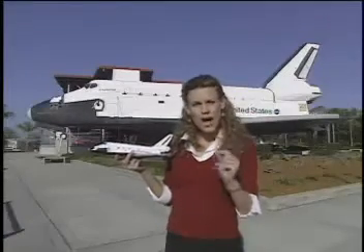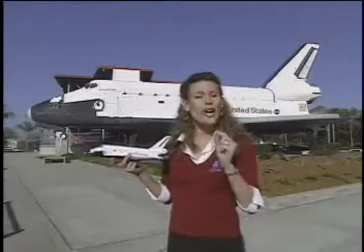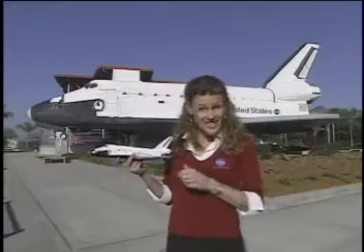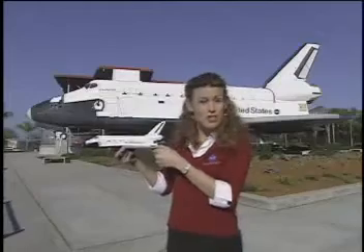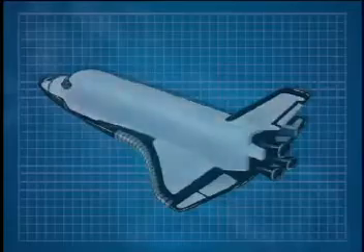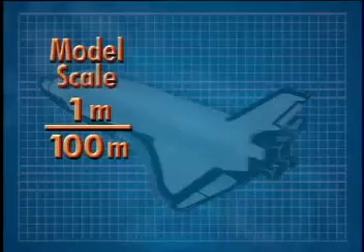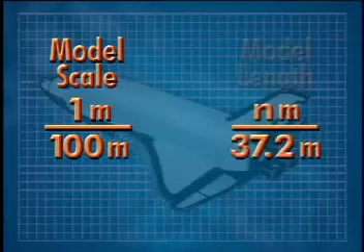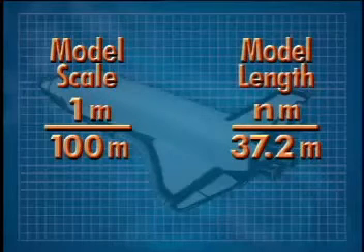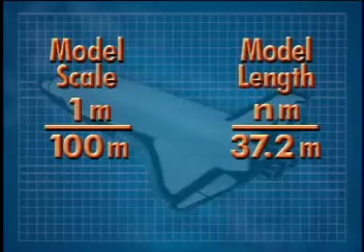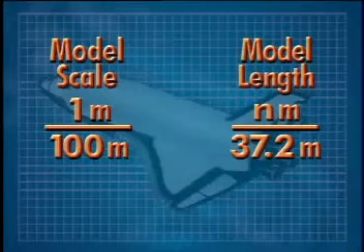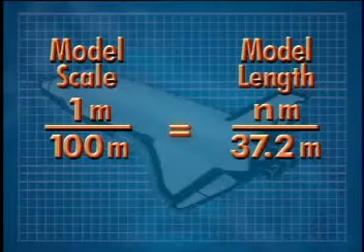Now, that is 1 meter equals 100 meters. So using that scale, let's set up a proportion to calculate the length of this Space Shuttle model. The first ratio is the model scale, and the second ratio is the length of the model to the actual shuttle length. N represents the length of the shuttle model. We set these two ratios equal to each other.